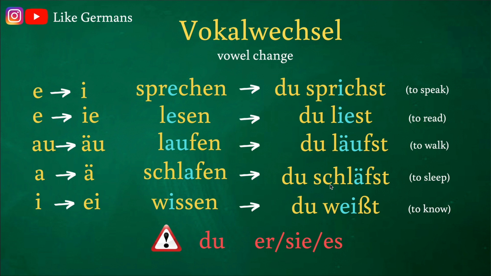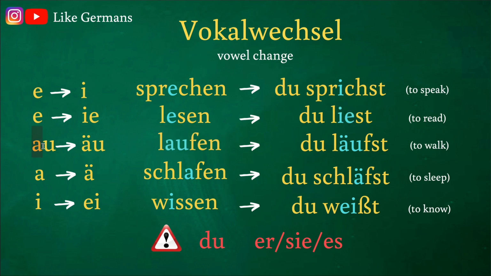The part that normally does not change, the verb Stamm, will now have a vowel change. The vowels will change when you conjugate the verb. So this means that an e can turn into an i. For example, sprechen, to speak, can turn into du sprichst. The e turns into an i. The e can also become an ie. For example, lesen, to read, du liest.